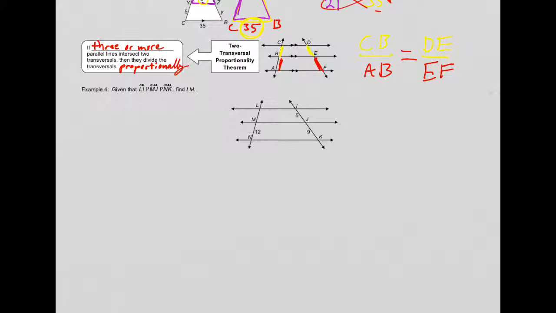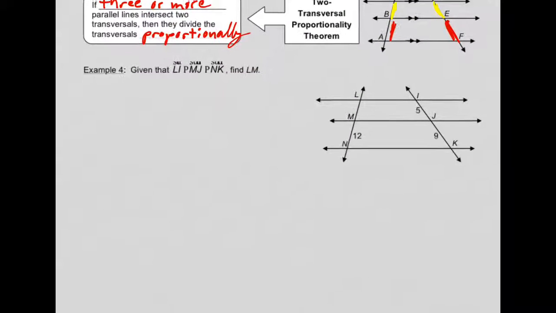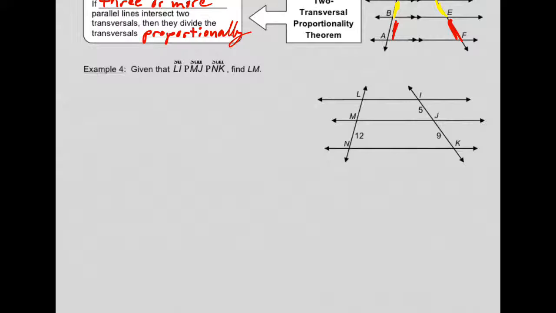So now we have example number 4. Just because of my program, I've got these wonky little things all over the place, but let me try to figure this out. LI is parallel to MJ, which is parallel to NK. And we're asked to find LM.